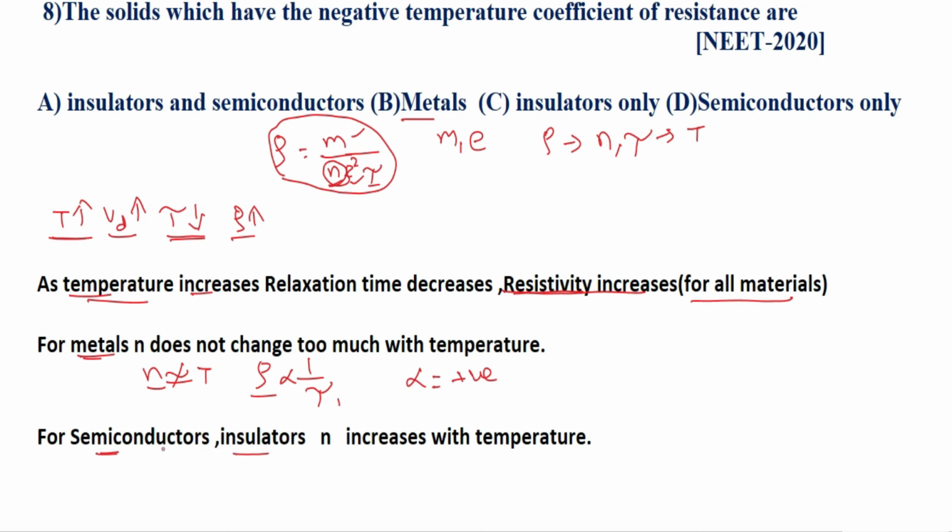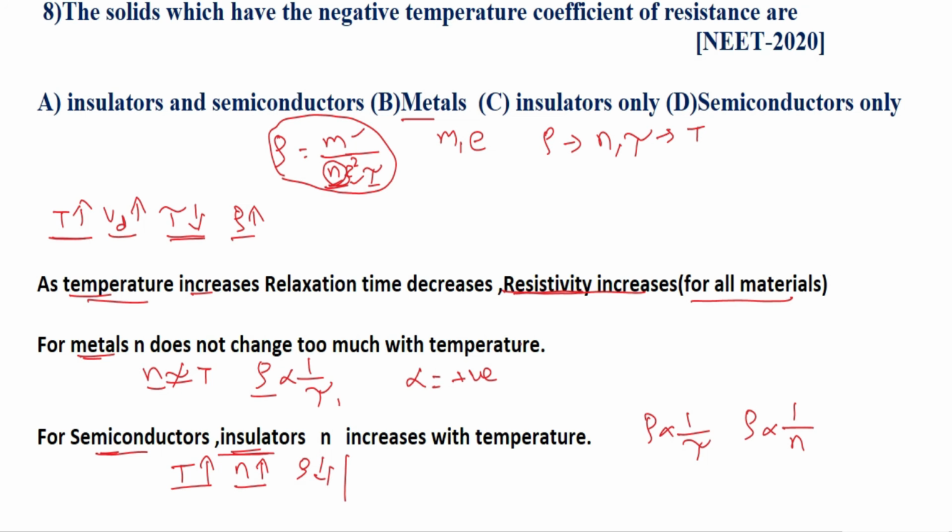In the case of semiconductors and insulators, what happens is, as temperature increases, the value of N will also increase. Okay. Now as N increases, what happens? The value of resistivity will decrease. Now in the case of semiconductors and insulators, you have two factors: resistivity depends upon relaxation time and resistivity depends upon number of electrons, number of charged particles per unit volume. So in the case of charge density, what happens? As temperature increases, the value of rho will decrease.